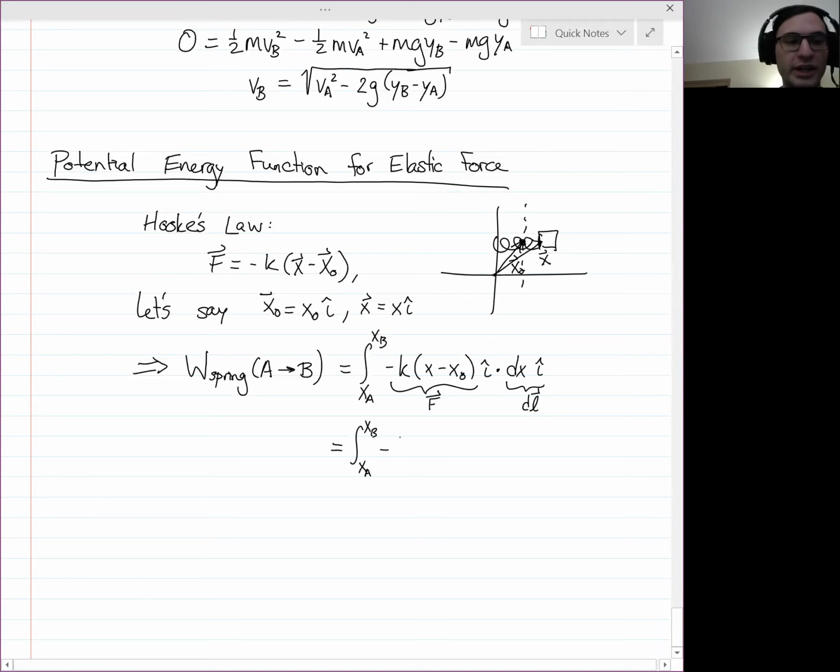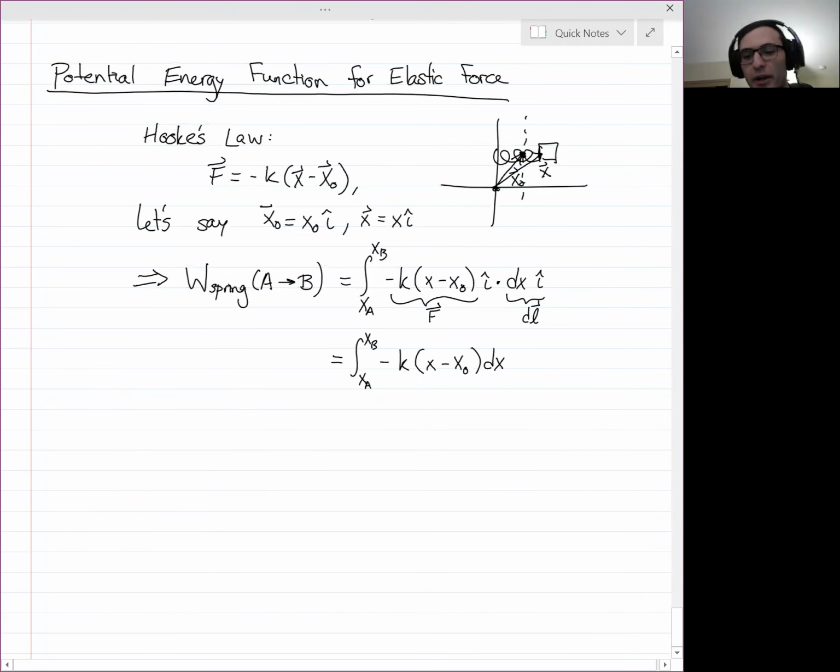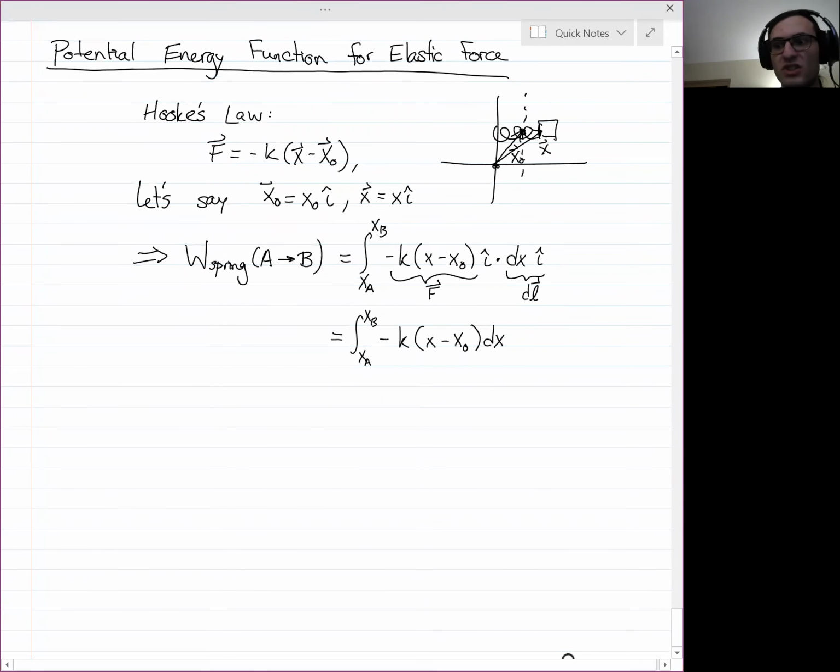This picture is just describing what I mean by x and x naught. The x naught vector is just the vector that points from the origin to the point of equilibrium, and similarly with x. All right, but now this is an integral that we can just do, right? We can just explicitly do this. It's just an integral that depends on x. And so we get negative 1/2 k times (xb minus x naught) squared minus (xa minus x naught) squared.